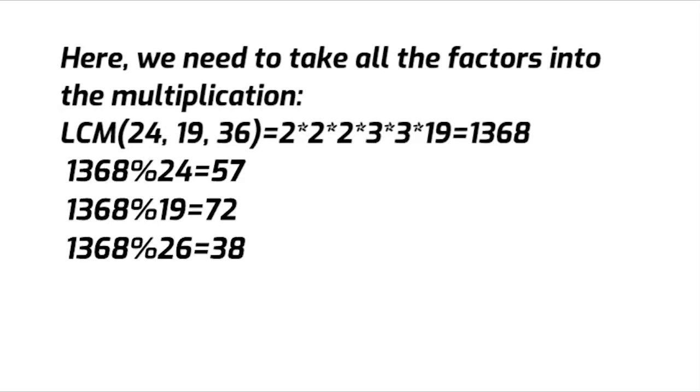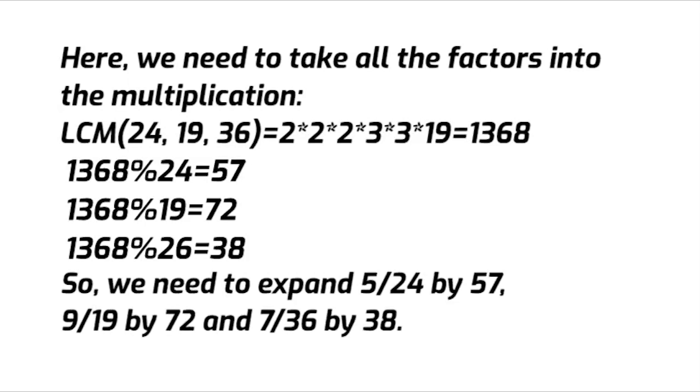1368 divided by 24 is 57. 1368 divided by 19 is 72. 1368 divided by 36 is 38. So, we need to expand 5 over 24 by 57, 9 over 19 by 72, 7 over 36 by 38.